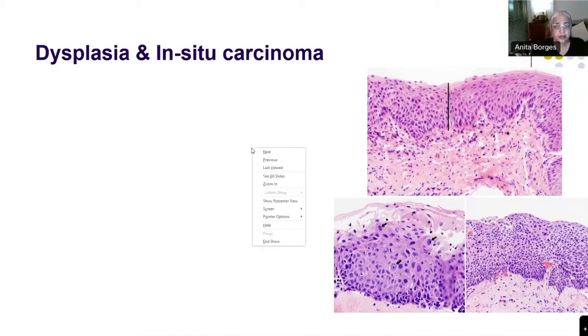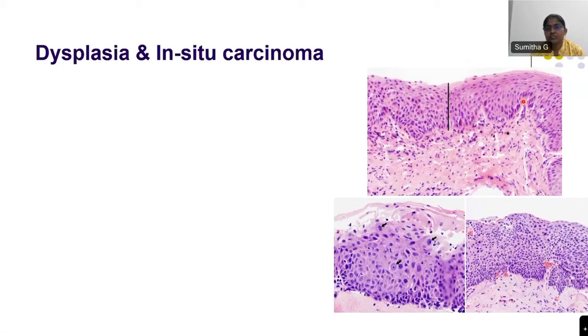I think I better get a pointer. All right. You see the line? Yes, ma'am. So what do you think is left of the line and what is right of the line? On the right of the line, there is maturation. Okay. And left of the line? It is not. So there's less maturation, according to you. All right. And what about this on the left-hand side down here, Sumita?